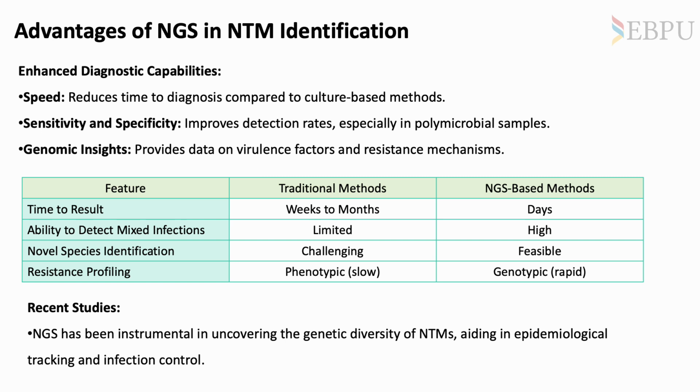Mixed infections: traditional tests often miss co-infections. However, NGS, by sequencing everything in the sample, can reveal complex microbial populations. Regarding novel species, NGS can even detect a species not previously described, especially when coupled with comprehensive databases. And for resistance profiling, while traditional phenotypic testing is slow and sometimes ambiguous, NGS allows for rapid detection of known resistance mutations, helping guide treatment earlier.